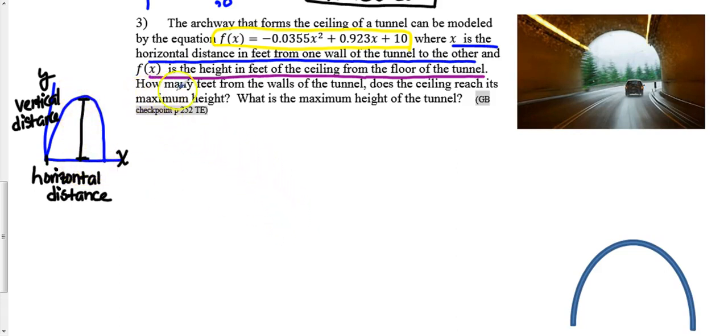Let's read the question. How many feet from the walls of the tunnel, so from the wall, here's the wall, the start of the wall, does the ceiling reach its maximum height? What is the maximum height? Why am I circling those words in red? Because as soon as I see the word maximum, I need to think vertex. Because we're talking how high.